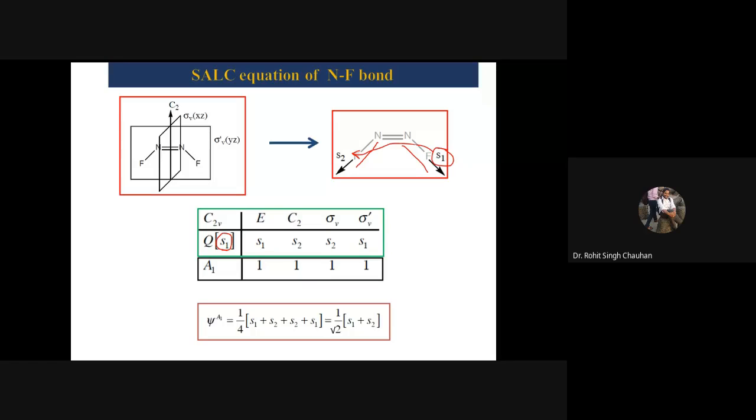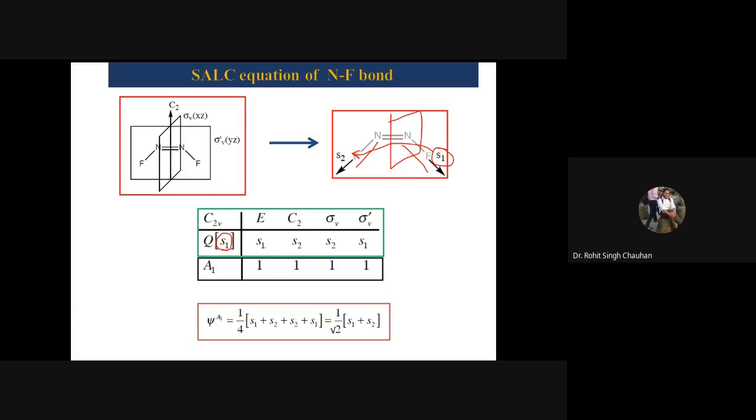For sigma V, again, this is the mirror plane, right? This is a plane, so in that case, again, S1 will be turned to S2. That's why S2. Sigma V dash is a molecular plane which contains the molecule, so in that case, no change. That's why I've mentioned S1. Now, one by one, we will perform with A1. So it is 1, 1, 1, 1. Right? So in the projection formula, I told you that you will write 1 upon h, the order of the class, 1, 2, 3, 4. So I have written 1 by 4. Then you will multiply this.